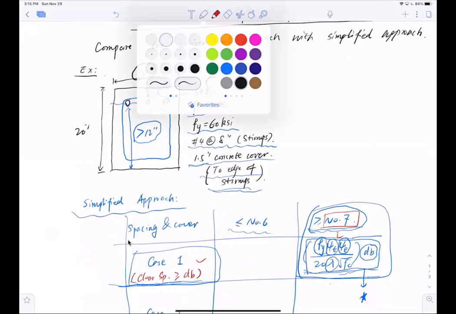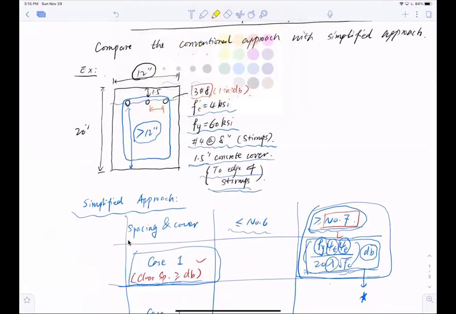So I'm going to change the marker to be this one so you can see it better. So I have a 12 inch of width. I have 20 inch of depth. I have three number 8 bars, okay? F prime C concrete 4 KSI, Fy 60 KSI yield strength of the bar. I have number 4 stirrups at a spacing of 8 inch. I have 1.5 inch of a concrete cover, and this is from the edge to the stirrups.